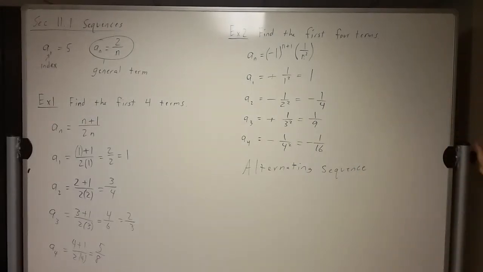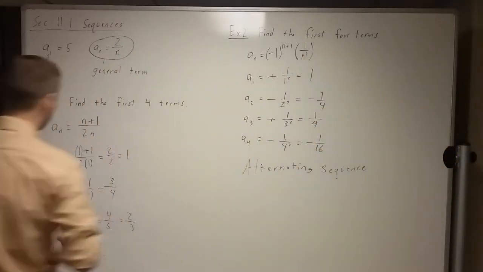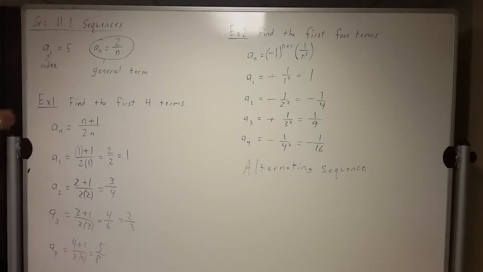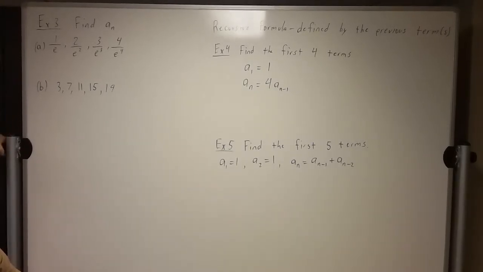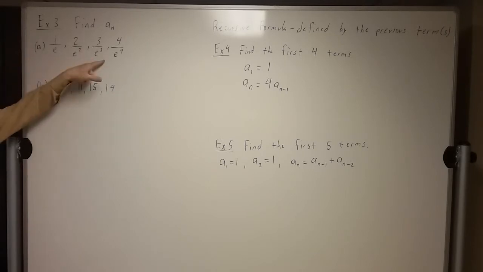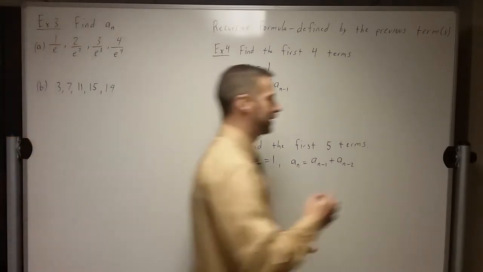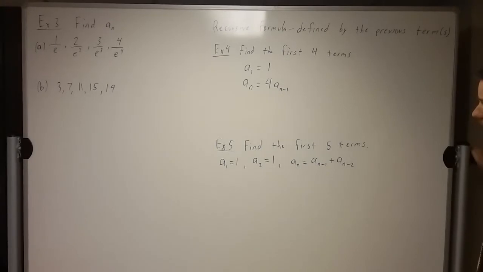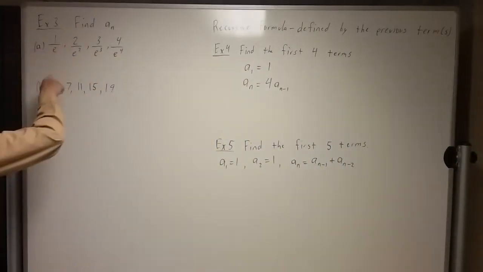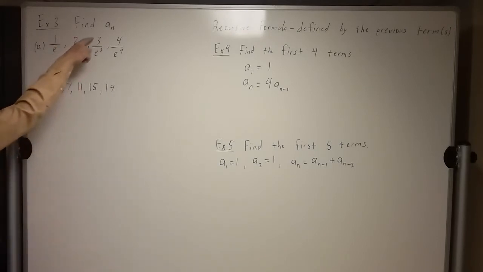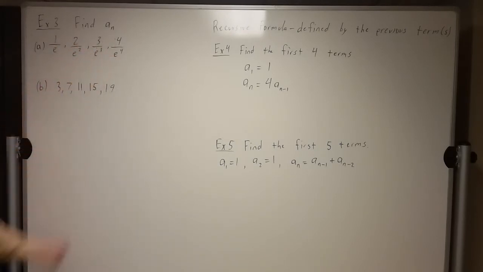All right, so there's the first part of how we find this stuff. Now, I wanted to go the other direction. So you notice on these ones, I gave you the general formula, and you had to figure out what the terms were. Let's do 1 or 2 where I give you the terms, and you have to figure out what the general formula is. So this first one here, example 3 part A, we have 1 over e, and we have 2 over e squared, 3 over e to the third, 4 over e to the fourth.